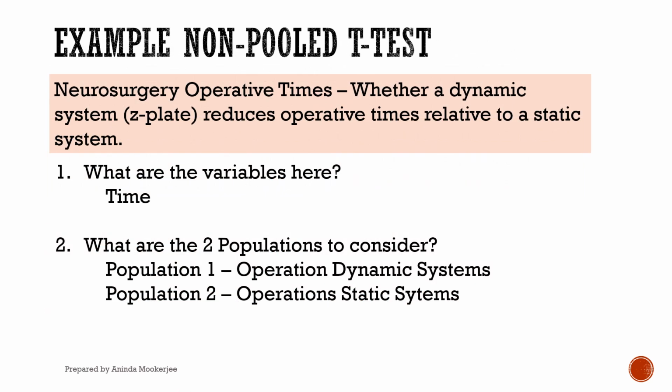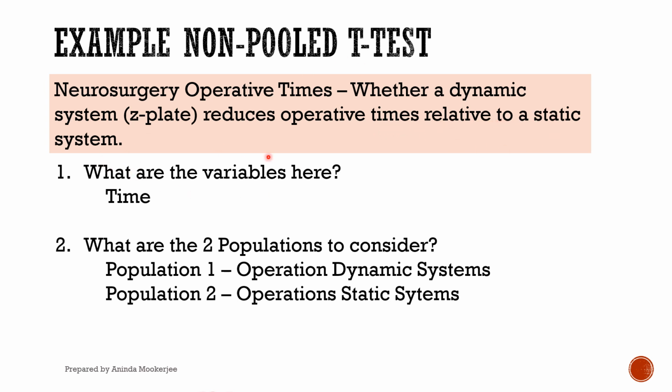So this is an application problem, a word problem, for the non-pool t-test. Again, we will work this in a worksheet. It'll be a separate video I'll put up, but this is the example. Let me introduce the example to you. It's neurosurgery operative times, whether a dynamic system, a Z plate, reduces operative times relative to a static system.